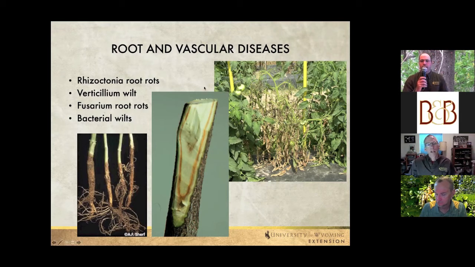For some of these vascular tissues, if you cut a diagonal slice through that stem, and here's where the vascular tissue is in this woody tissue, you can see that it is discolored. And you'll see that in tomatoes too. Just cut that slice, and you'll see that brown discoloration in those tomatoes if you've got some kind of vascular tissue disease. And it's usually either a verticillium wilt or a fusarium.